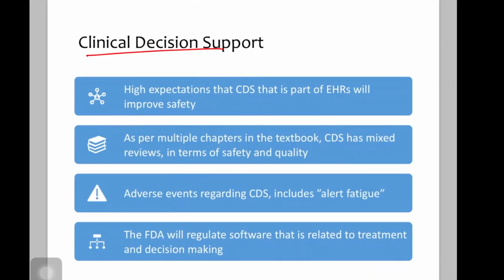The FDA is at this time trying to regulate the software that we use for treatment and decision making. These software products are proliferating in high numbers, but they need to be controlled and audited from time to time.